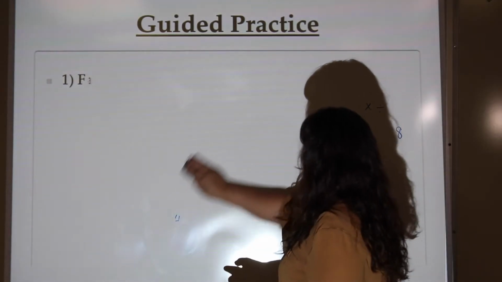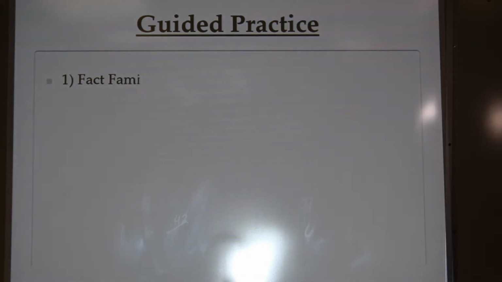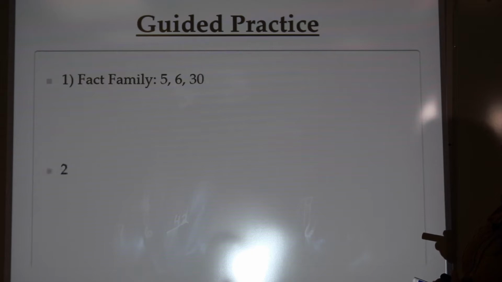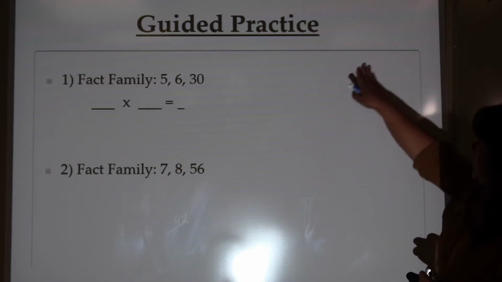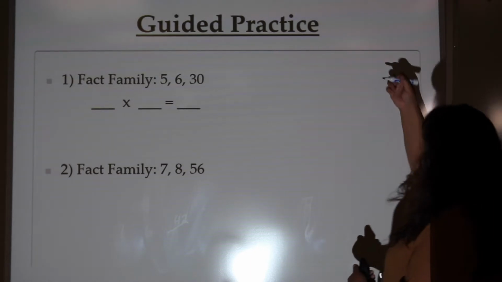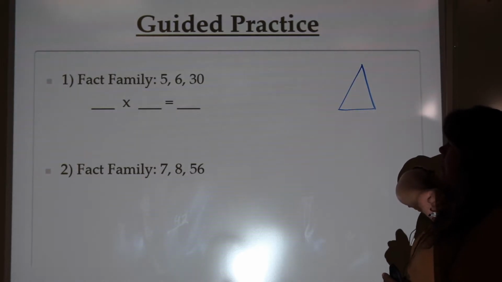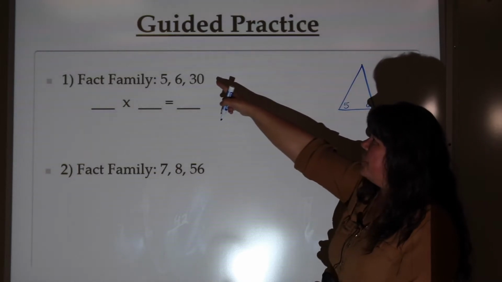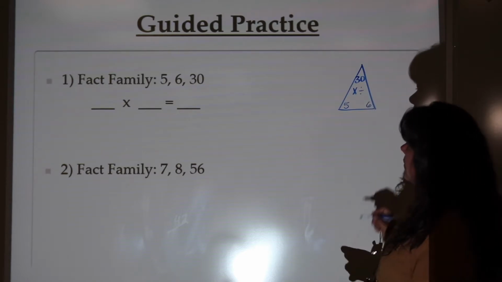Okay, let's do another one together. Fact family. What is it going to be? 5, 6, and 30. Okay, so I can see they're not giving me a triangle here, but I'm going to make one because I know it helps me. Okay, they're giving us a 5, a 6, and our big number is 30. It goes on top. Multiply or divide.